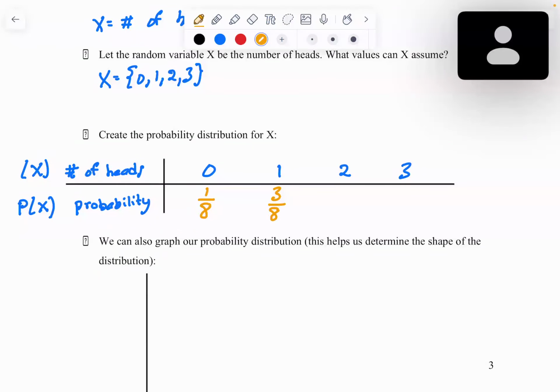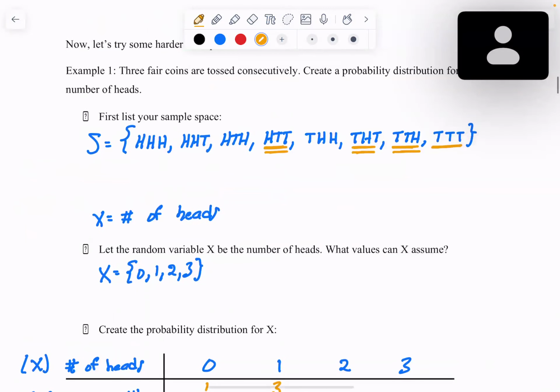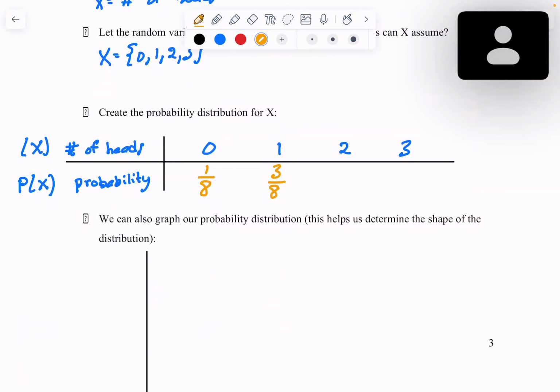And then moving on to whenever we have 2 heads. So that could happen when we are right here, and right here. So again, there's 3 possible ways that could happen out of 8 possible outcomes. So this probability of x being 2, or the probability of getting 2 heads, is also 3/8.